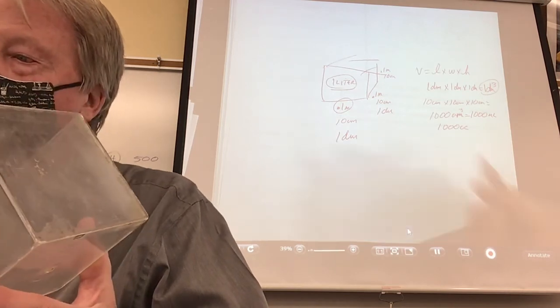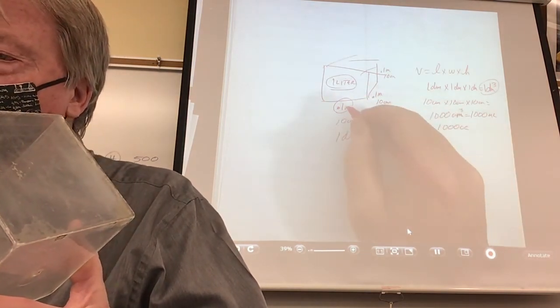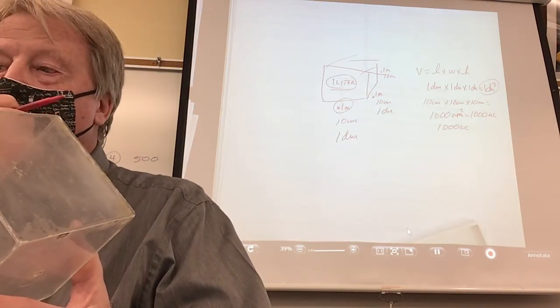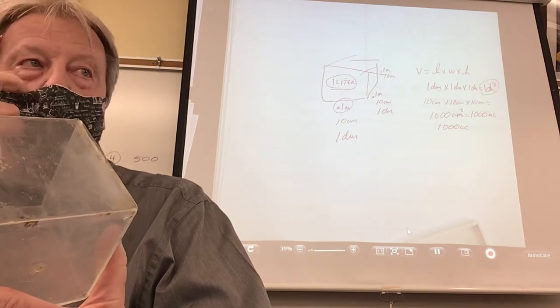Anyway, so this is the liter box. All you had to know is that they'd made it out of 1/10 of a meter, or a decimeter, or 10 centimeters like that. That's about it. I think I'm done.